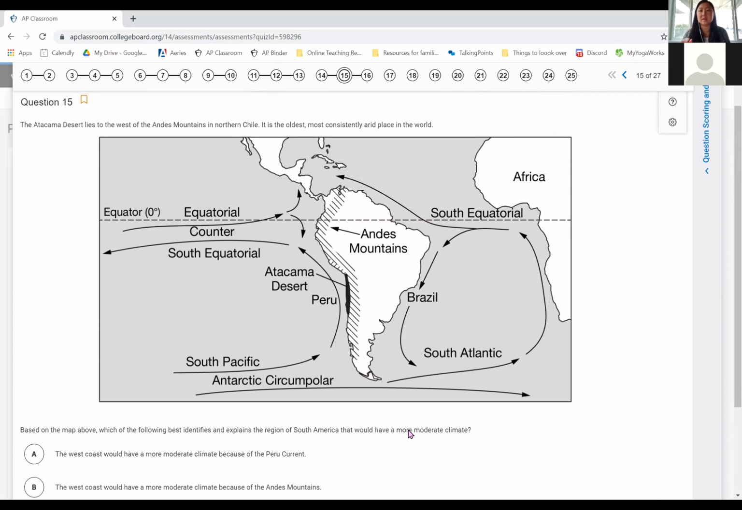So first we have to think about what you thought when you read "moderate climate." Like more consistent temperature and weather, not as much fluctuation. Yes, 100%. So that's a vocab word in and of itself. Steady temperatures, rather than the Atacama Desert, which is super hot, super cold.